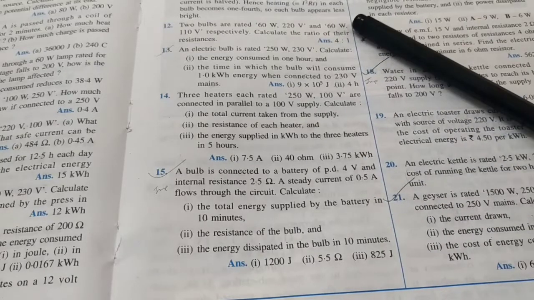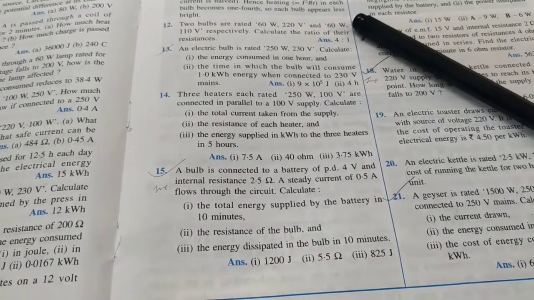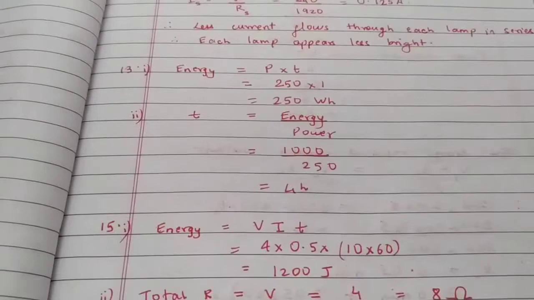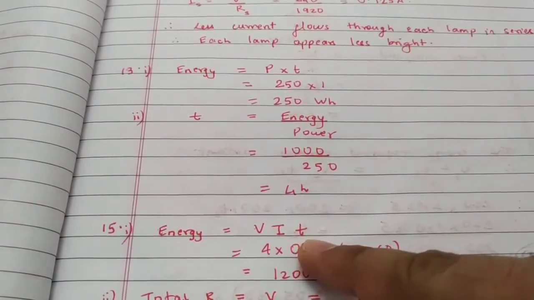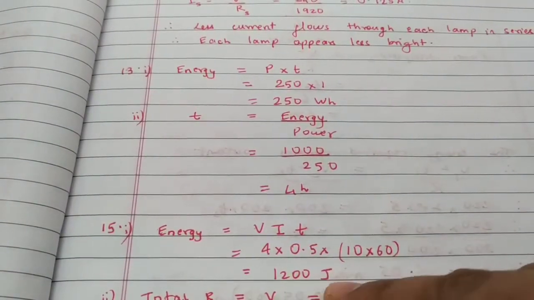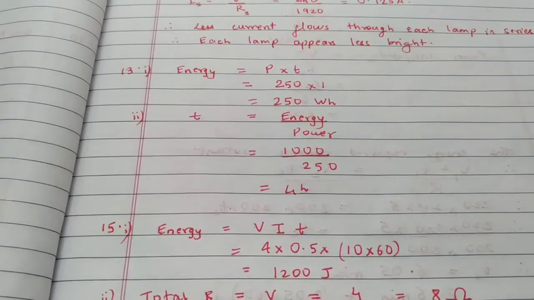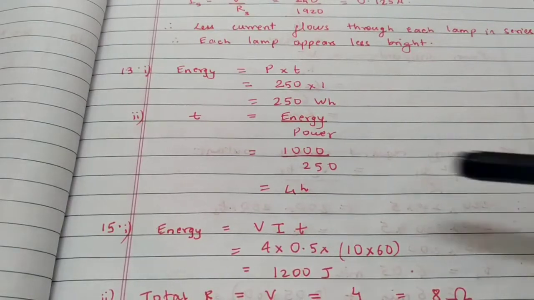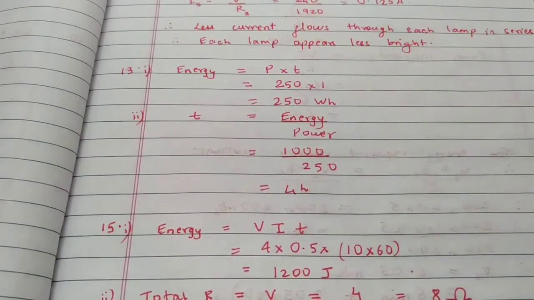Now the total energy supplied by the battery in 10 minutes. The total energy will be the total potential difference into the total current into the time, and time should be in seconds so that we get the answer in SI unit. Yes, we got the answer in joule because we took time in seconds and not in hour. You may convert it into a watt hour or kilowatt hour, but it's not necessary.